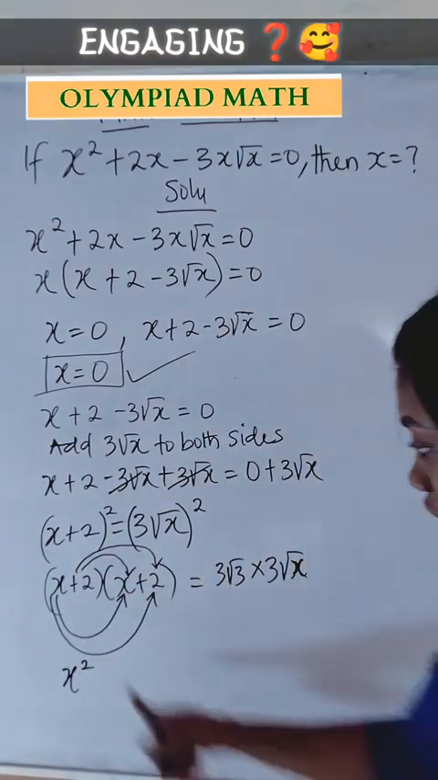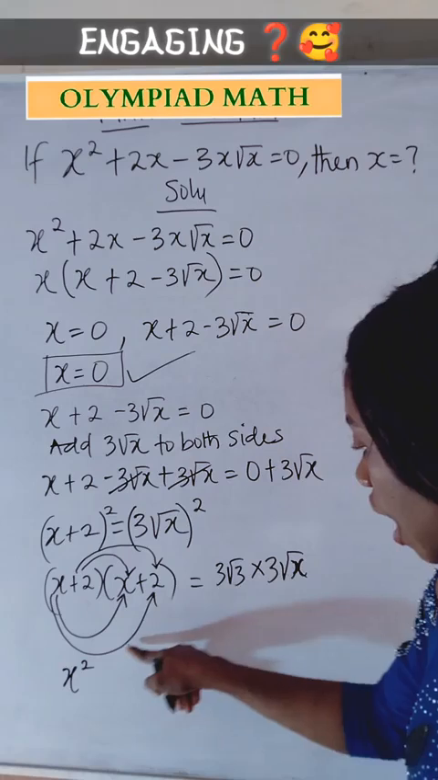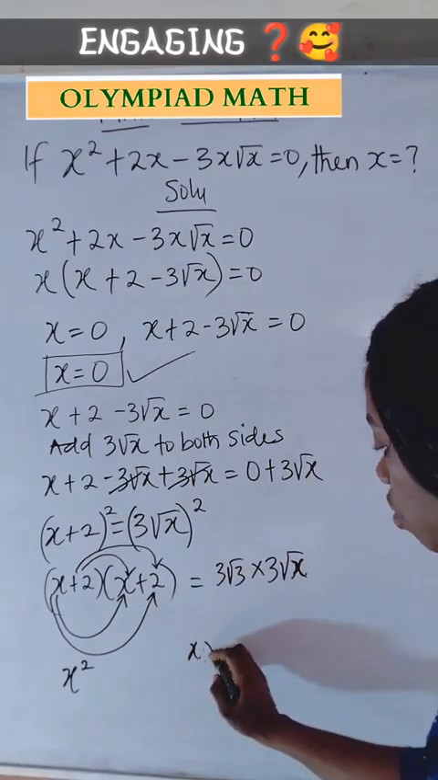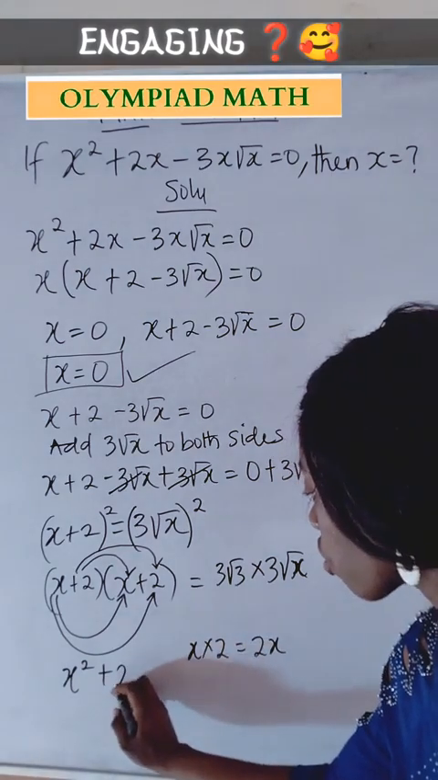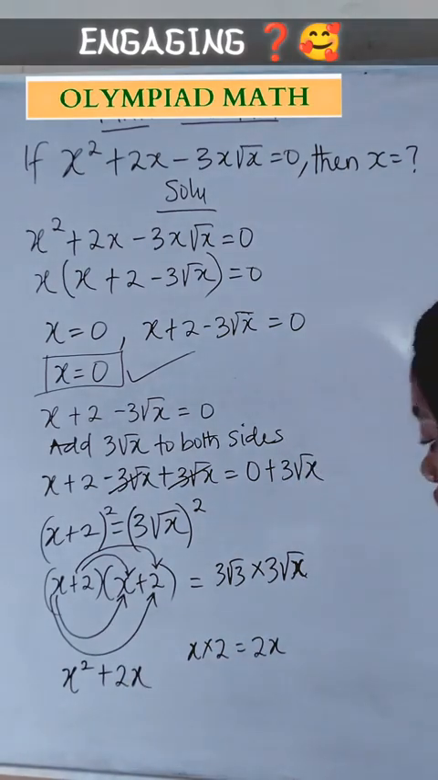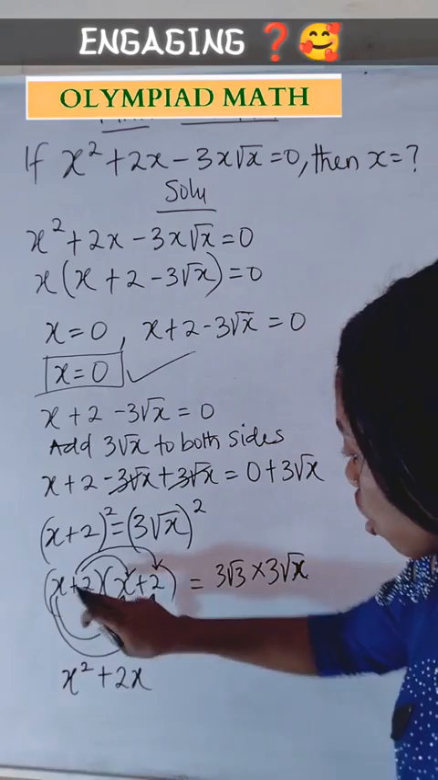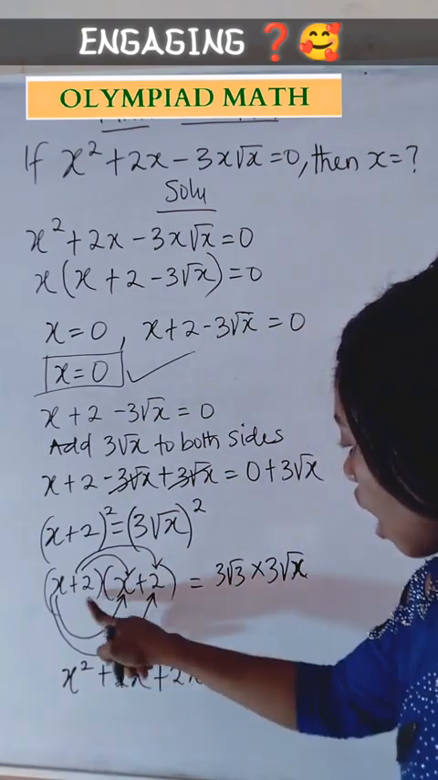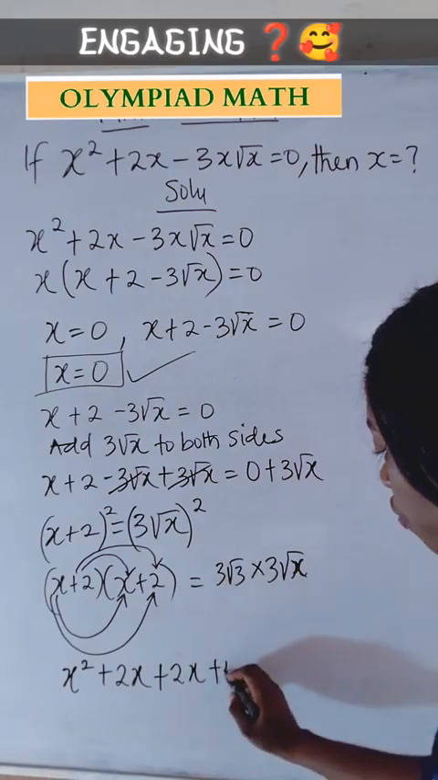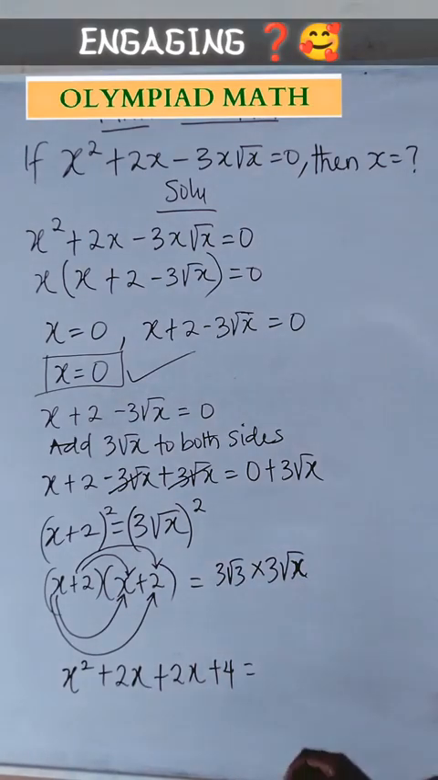Watch the arrow. X will also multiply 2. So x multiplies 2 will give us 2x. So this will give us 2x. Okay? Also note that this 2 will multiply x to give us 2x, and 2 will multiply 2 to give us 4. Everything is equal to.